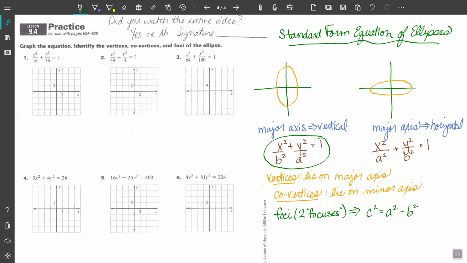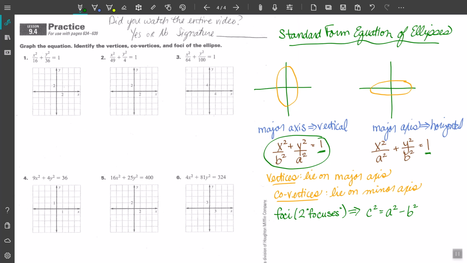But in order to have standard form for these ellipses, what you're looking for to see if it is in fact in standard form is if on the right hand side of the equation you have the value of 1. So we need to make sure that we have the value of 1. If we don't, then we need to solve until we have that situation.